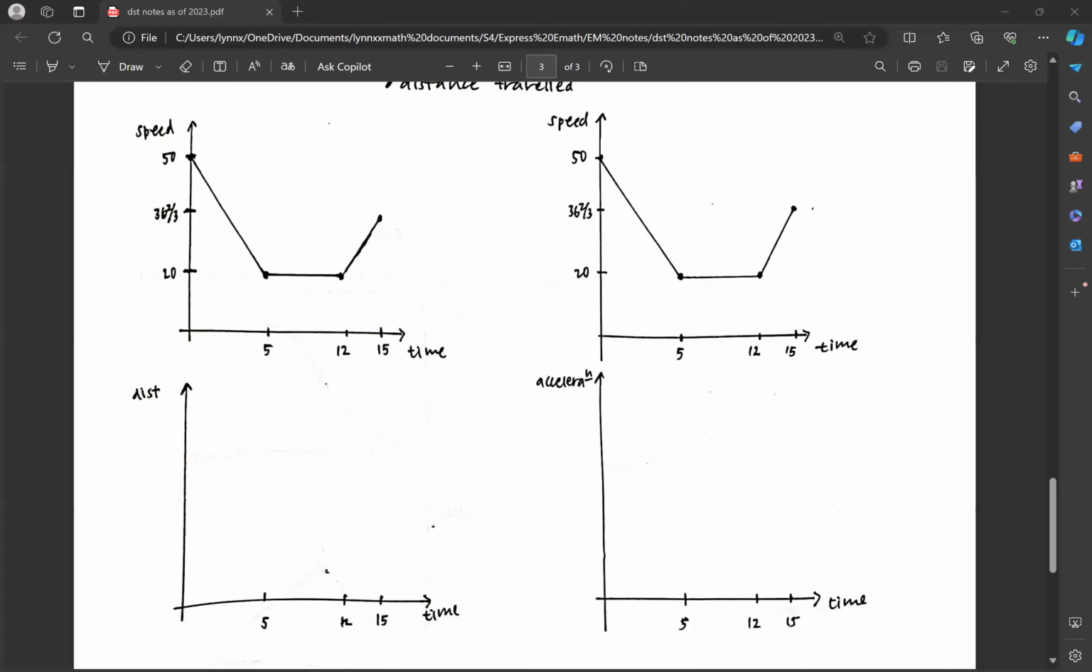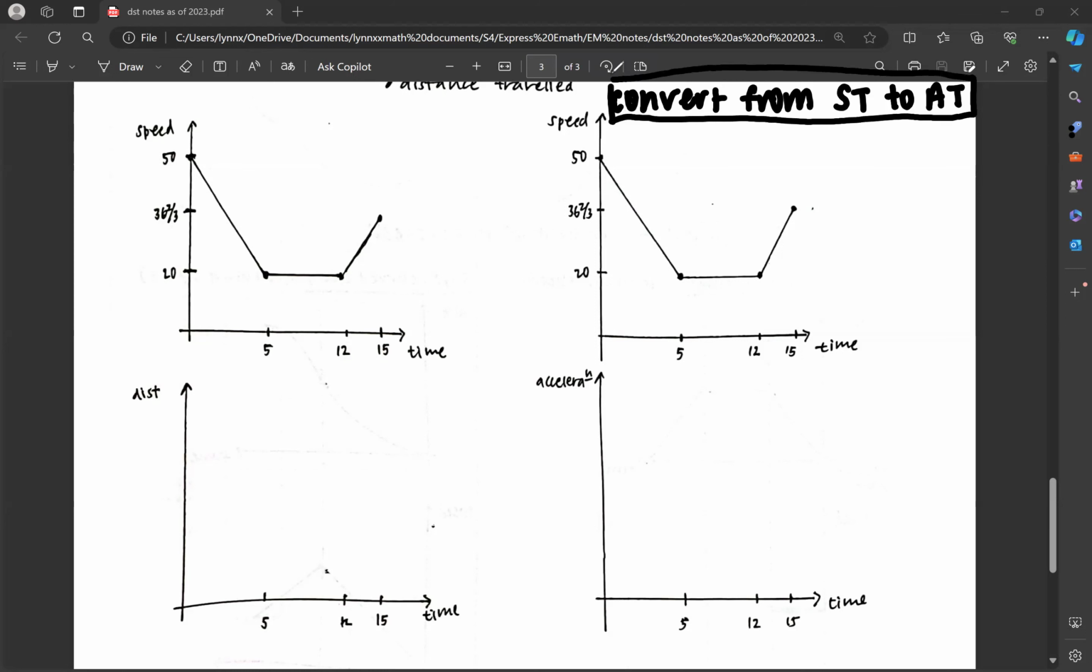All right, guys. So previously, the last lesson, we did up to the left side. So today, we're going to do the right side, okay? So the right side means you're converting from what graph to what graph? Very good. You're converting from speed time graph to acceleration time graph. So we're converting from speed time graph to acceleration time graph.